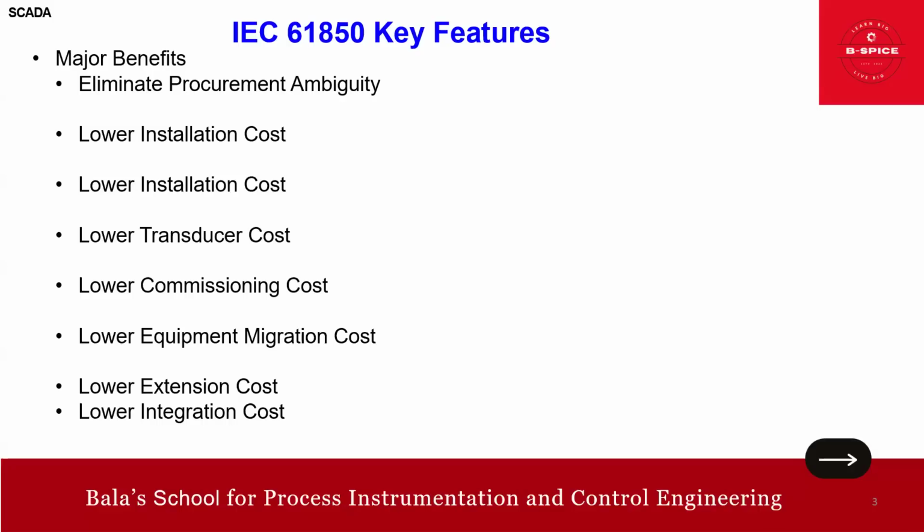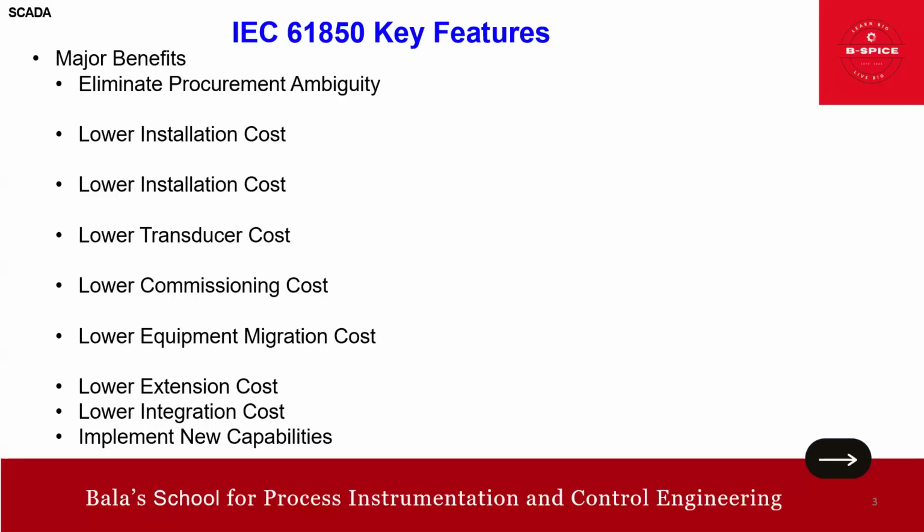And of course, integration cost also. By using the same networking technology that is being widely used across the utility enterprise, the cost to integrate substation data into the enterprise is substantially reduced. So that is about the lower integration cost. And of course, we have new capabilities. The advanced services and unique features of IEC 61850 enable new capabilities that are simply not possible with a legacy system. So that's it, friends, about these major benefits.